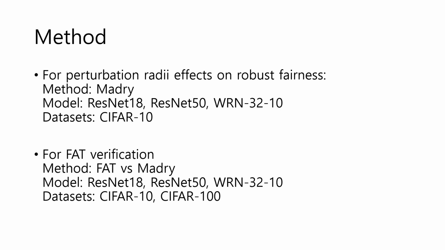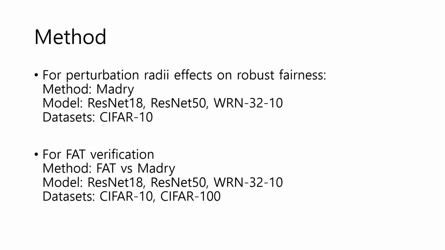So the paper is doing two separate experiments. One experiment is checking whether the perturbation radius affects the robust fairness phenomenon. They vary the perturbation radius and check if the robust fairness phenomenon increases or decreases. They use an algorithm called MadryAT, which is one famous algorithm in adversarial training. And the models they used are ResNet18, ResNet50, WRN32-10, and the dataset CIFAR10. And they found that the higher the perturbation radius is, the more the robust fairness phenomenon increases.